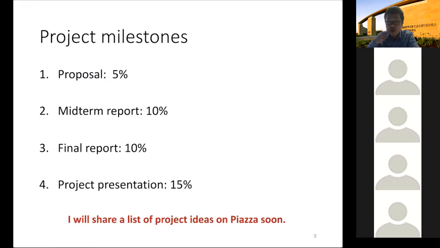And the midterm report is a 2-page document which summarizes your progress, the contributions of each team member, and what you are proposing to do for the remainder of the time before the project presentation. And the final reports will be due after our last lecture.